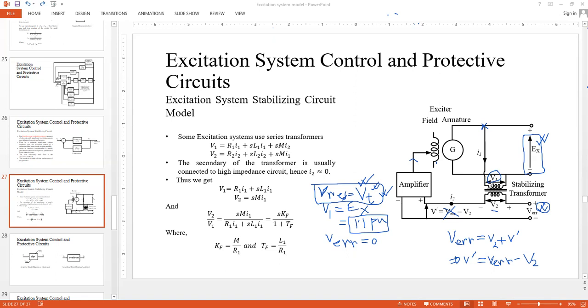This is a transformer. Come on. Yes, sir, transformer. This is DC. This is DC, remember.